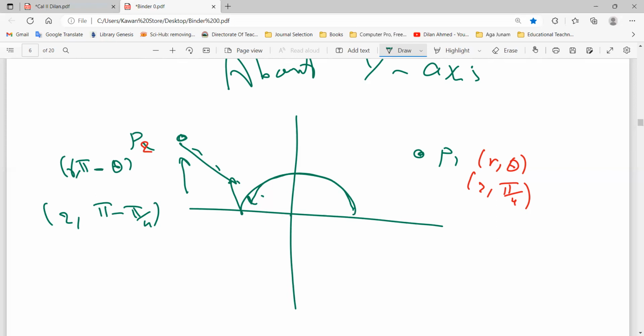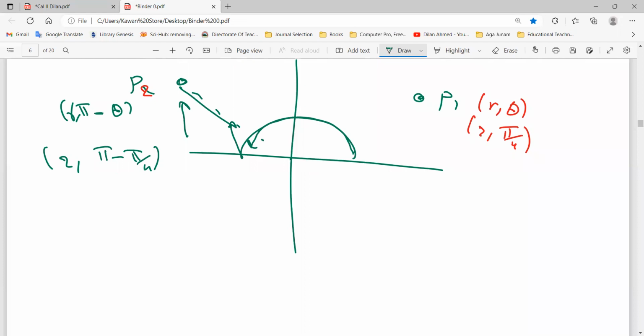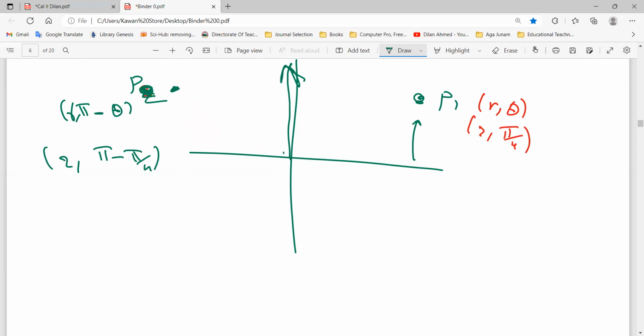Look, first, till here I have pi over 4, right? We say pi minus pi over 4. You got that one? Good. So r is 2, I want to bring it to here. I want P to be here. I don't want that point, I want to get the point here. Reflecting about the y-axis.